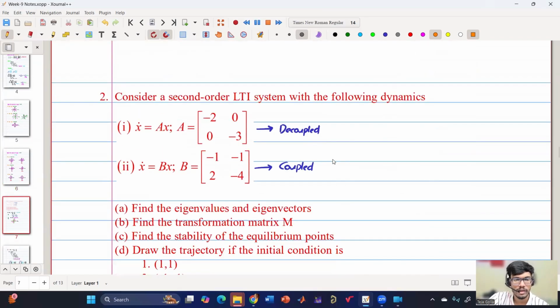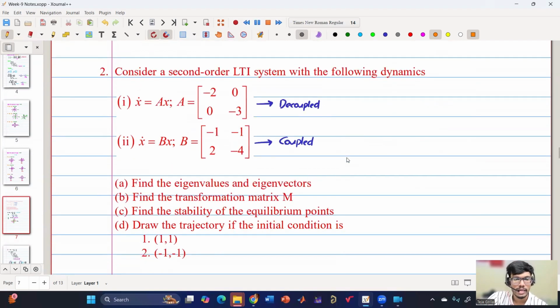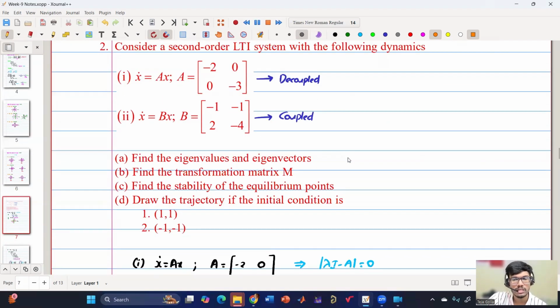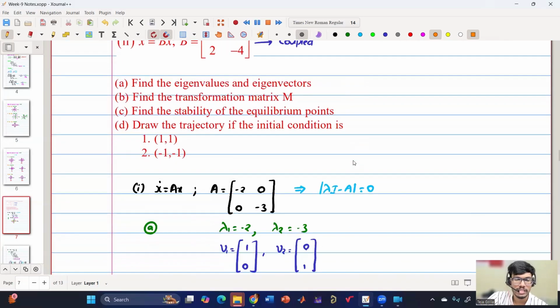In the second problem, we considered two systems. One is decoupled, one is coupled. In each of them, we calculated the eigenvalues as well as eigenvectors. And in the second case, we saw how to calculate the transformation matrix M. Then we commented on the stability of the system, and we also discussed the trajectory if the initial condition is given.